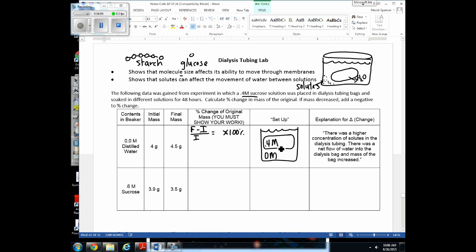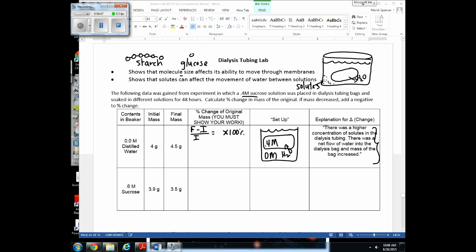From this information alone, you should be able to predict which way water is going to move, and you should be able to explain why water is moving in that direction. So there's more solutes in the dialysis bag compared to the outside solution, so water would be moving in. And I've written an example explanation for you here. So this is a good example of an explanation for that change in mass.